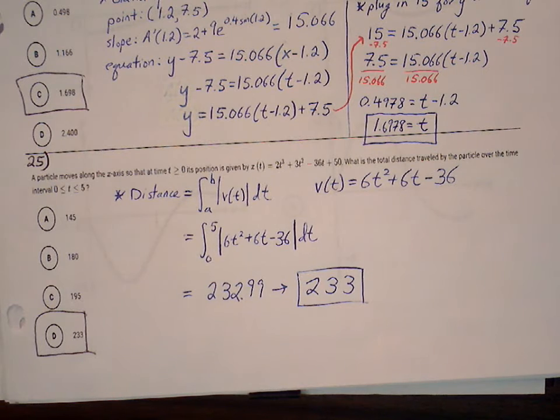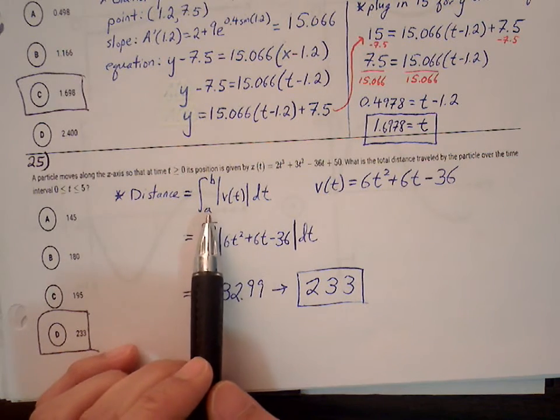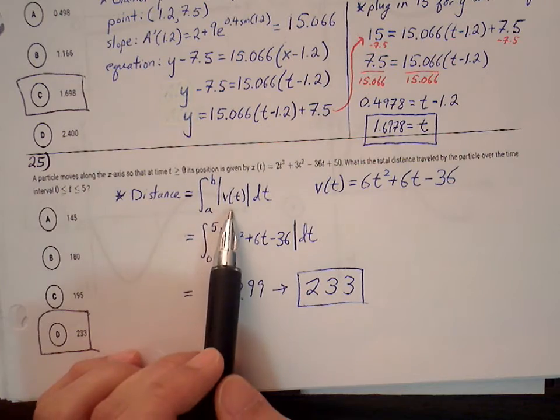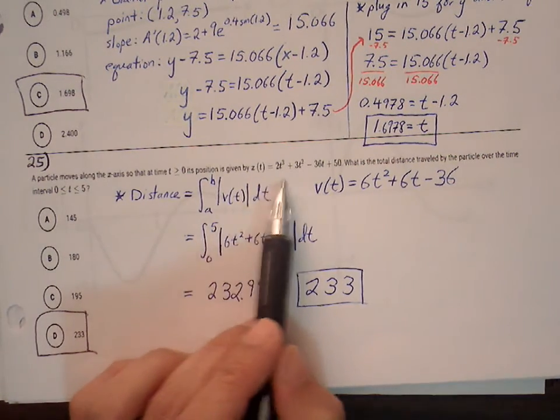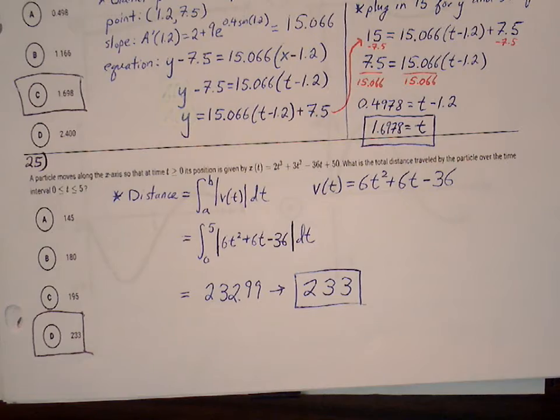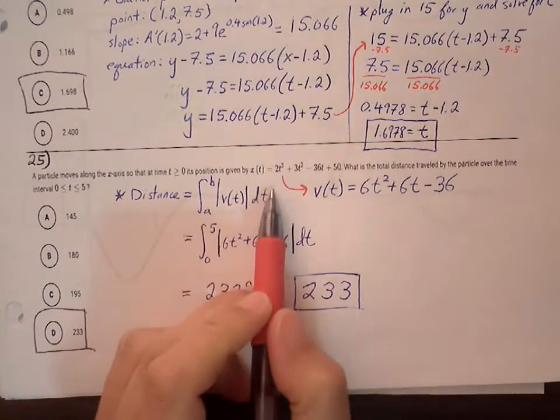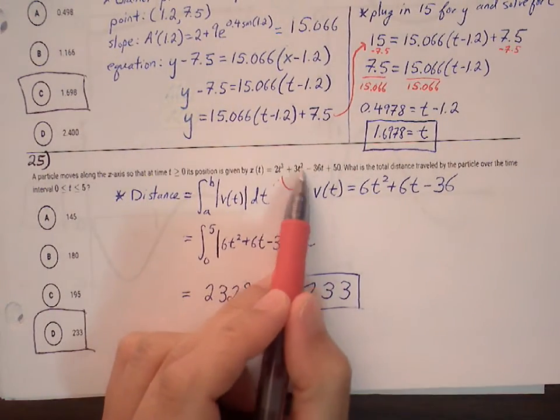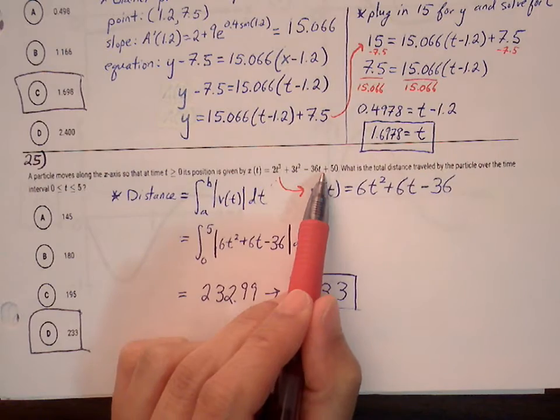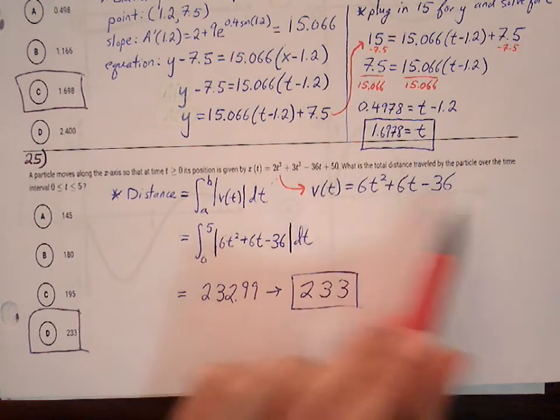25. A particle moves along the x-axis so that at time t greater than or equal to 0, the position is given by x of t. What is the total distance traveled by the particle over time? So distance is simply the definite integral from one endpoint to the other endpoint of the absolute value of v of t. So this is our position function. To get to our velocity function, we can just find the derivative. So to find the derivative, we go through power rule. 2t cubed becomes 6t squared. 3t squared becomes 6t. 36t becomes negative 36, and 50 goes to 0.